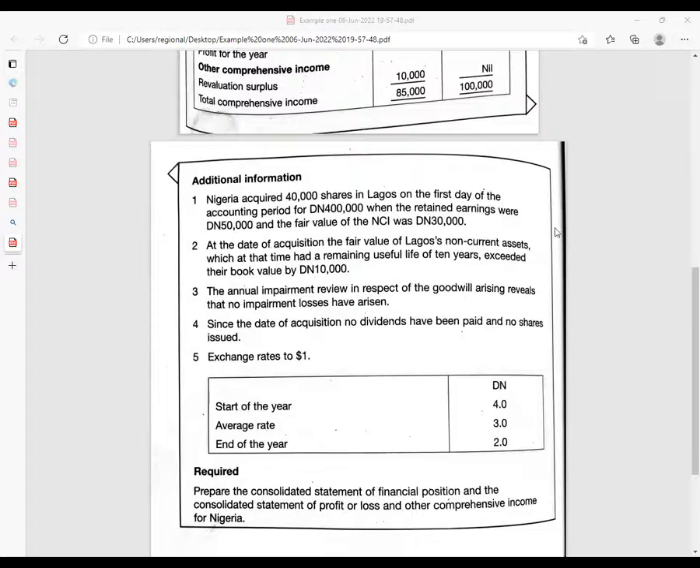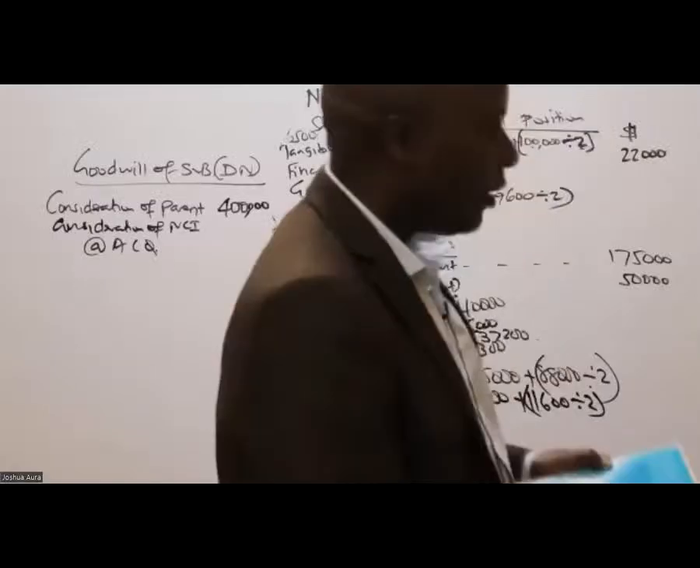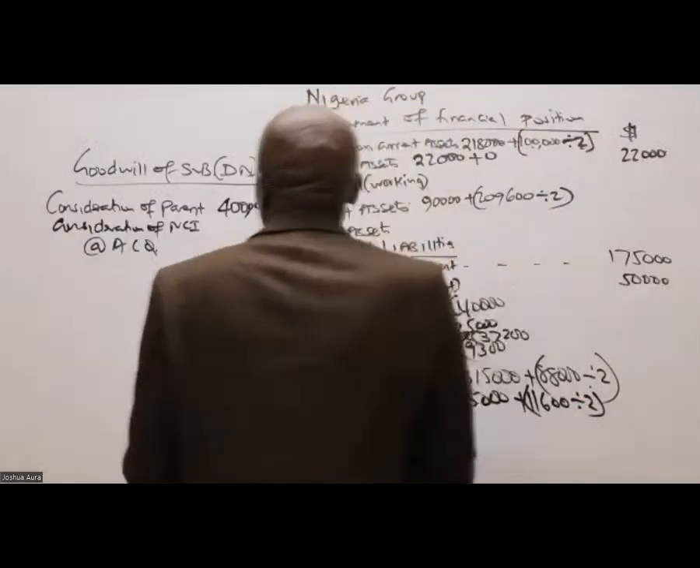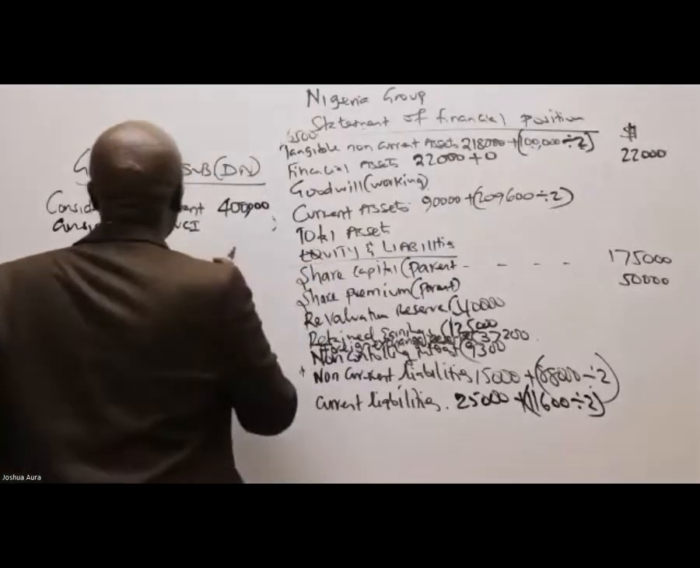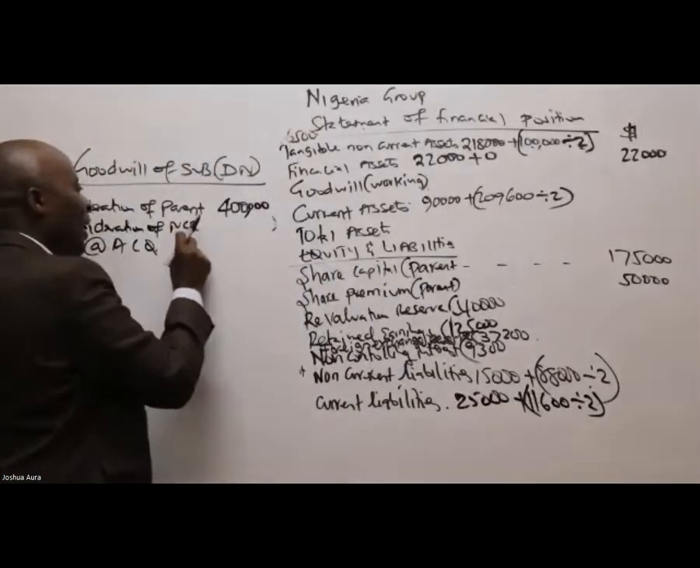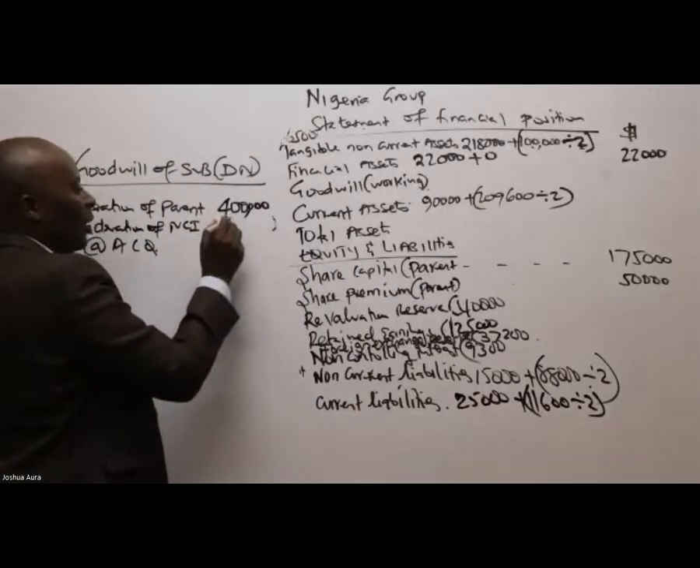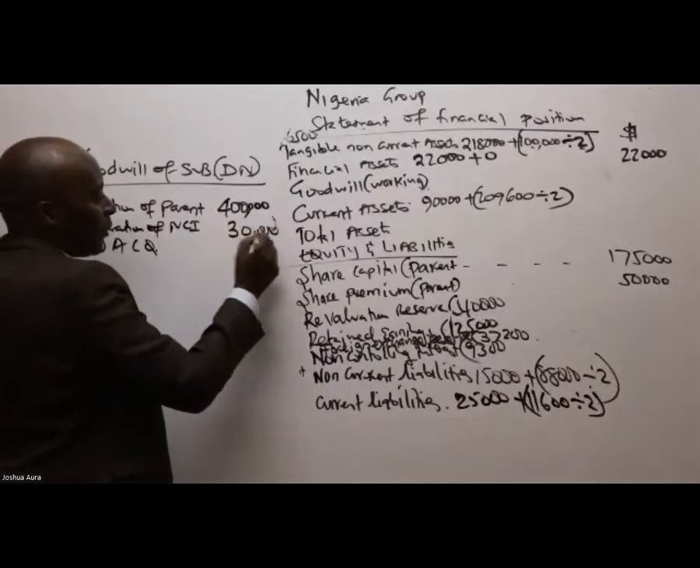The fair value, and so on. So you're told somewhere here that Nigeria acquired 40,000 shares in Lagos on the first day of the accounting period for DN, when the retained earnings were DN 50,000, and the fair value of NCI was 30,000 DN. So you can see everything is in terms of DN. Again, the consideration of the NCI at the date of acquisition, they have told us it's 30,000.